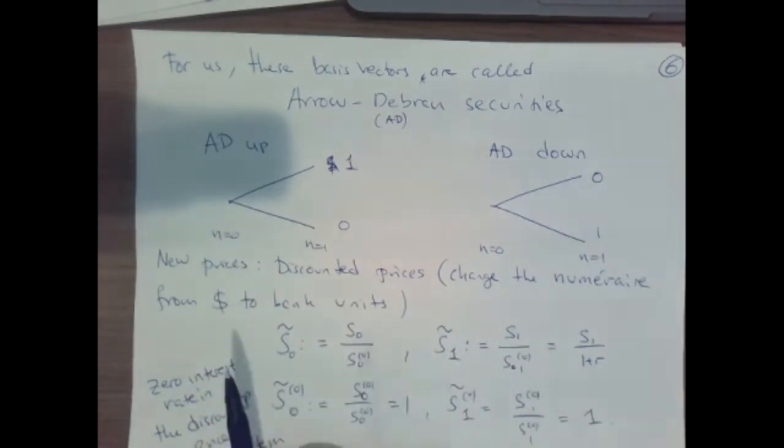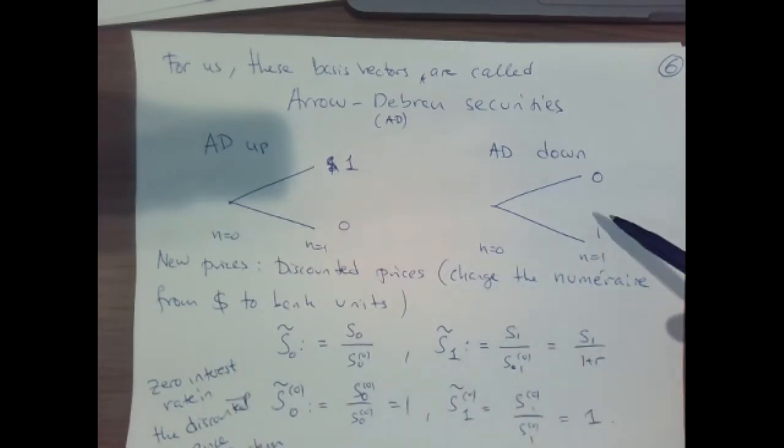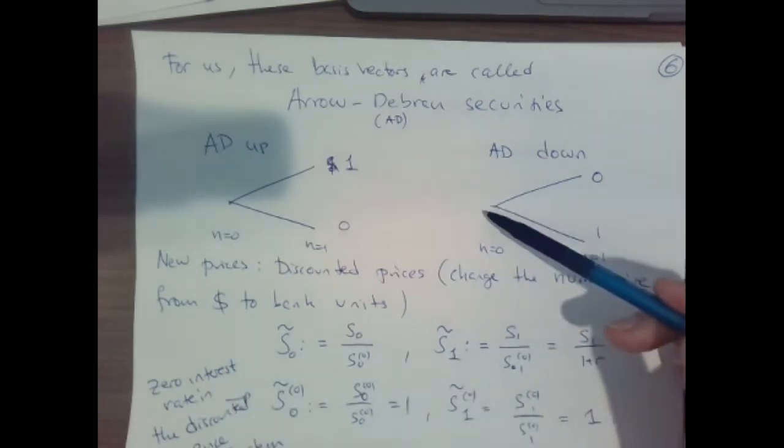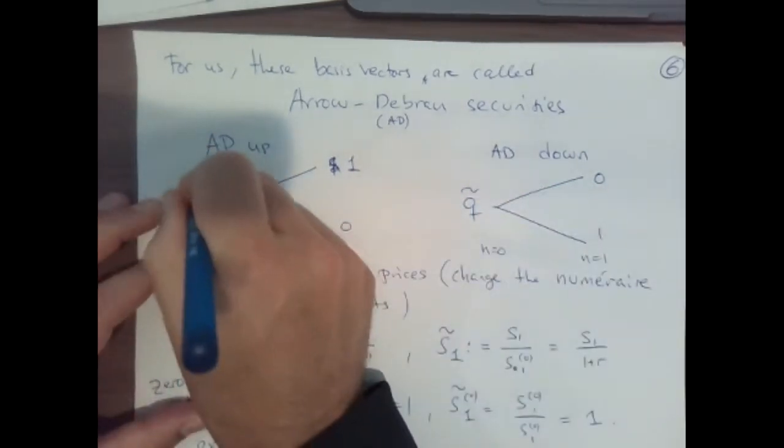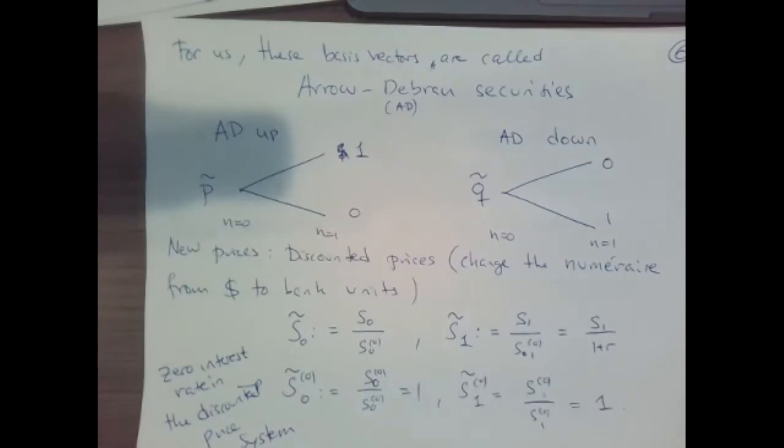And the same thing over here. Well, it's a positive payoff, so it seems reasonable that you should have a positive number here. Let's call this number Q tilde. And let's call this thing P tilde. It seems reasonable that P tilde and Q tilde should both be positive. Okay, what else seems reasonable?